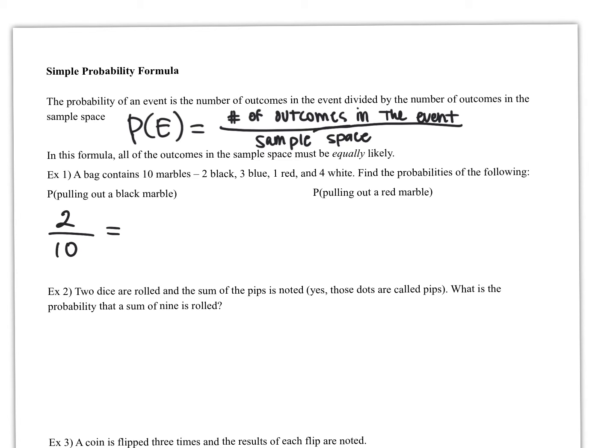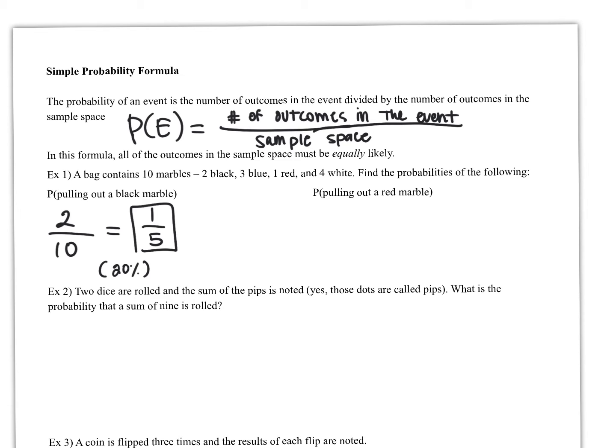And anytime you have a probability that can simplify, you're going to want to do that. So 2 out of 10 is 1/5. So there's a 1 in 5 chance. If you want to think about it in terms of percentages, that's 20%. So there's a 20% chance that if you draw a marble, it's black.